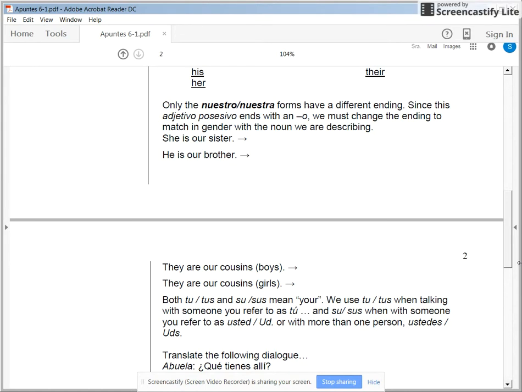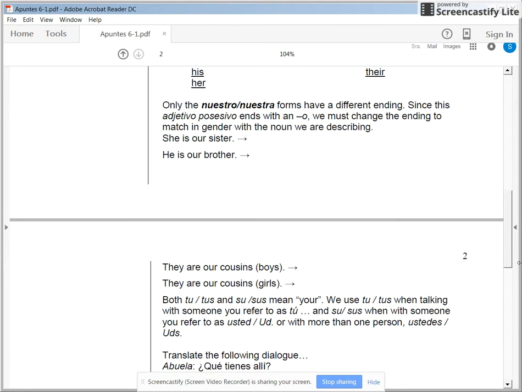Now you need to write en español. She is our sister. Take a moment, pause, translate the sentence. You should have written, ella es nuestra hermana. One, because sister is feminine and singular, so we want to use the feminine singular, nuestra. He is our brother. Should translate to, él es nuestro hermano.